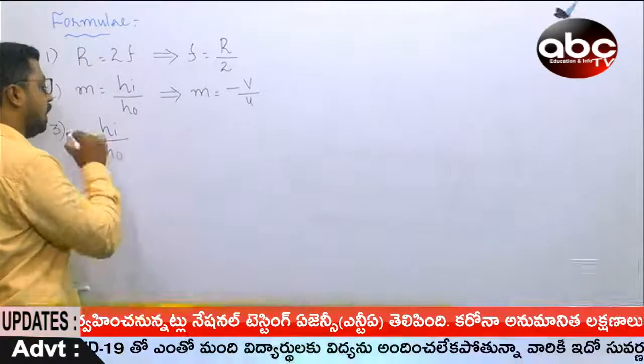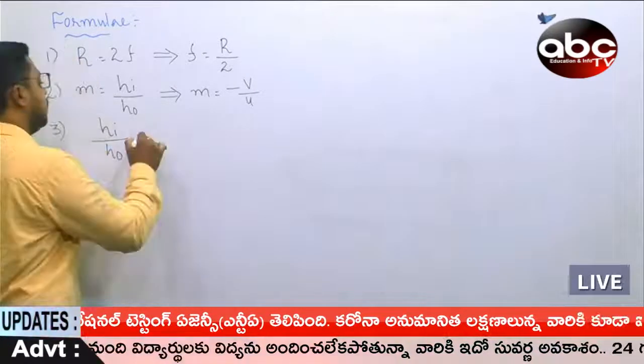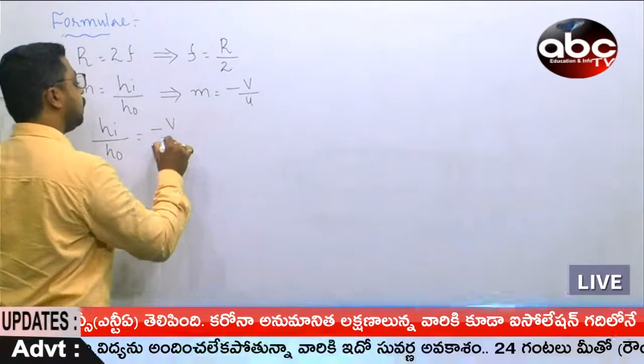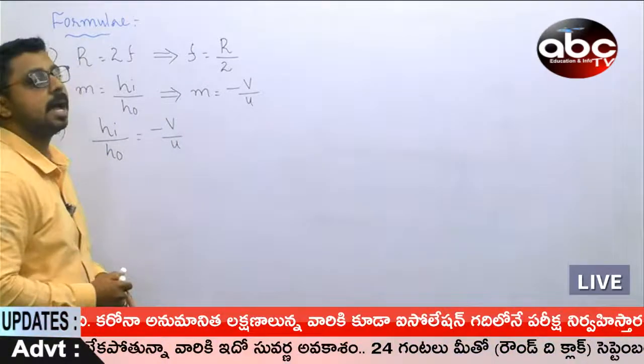Height of image by height of object is equal to minus v by u, image distance by object distance.